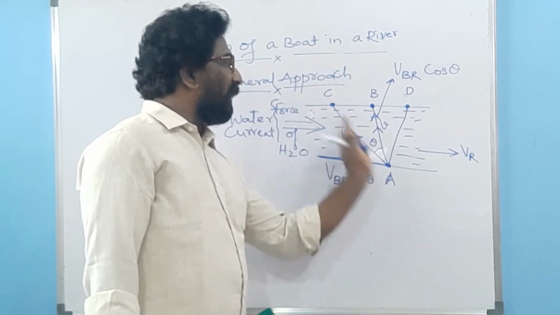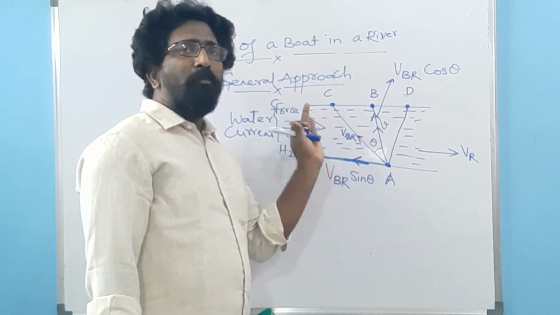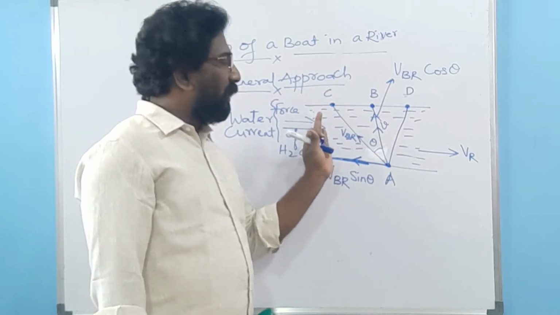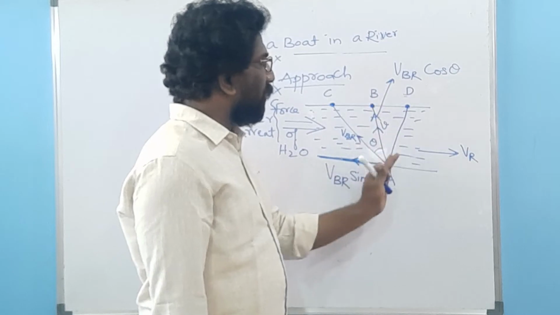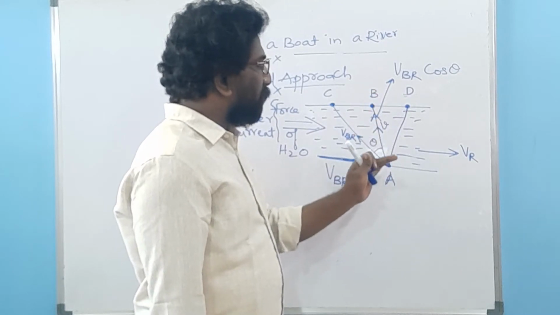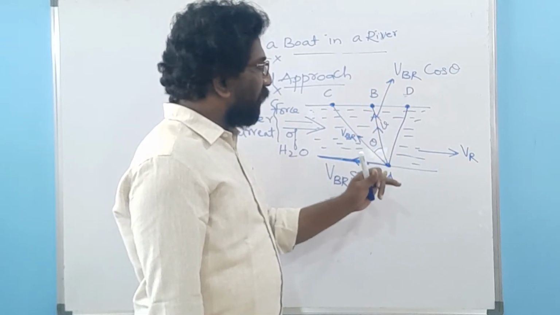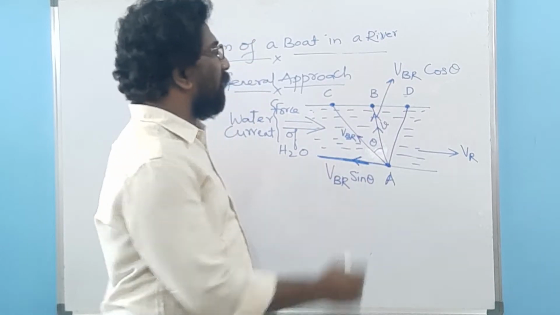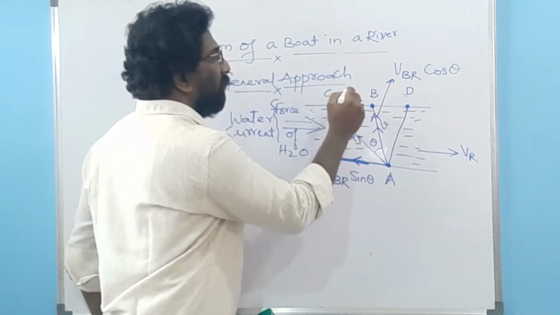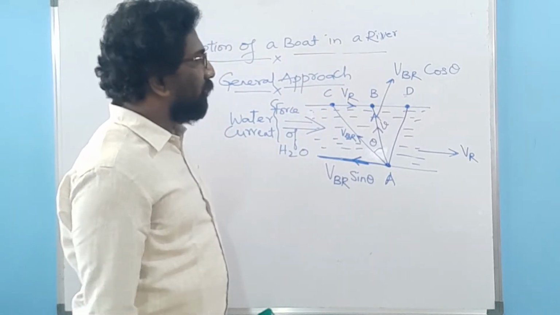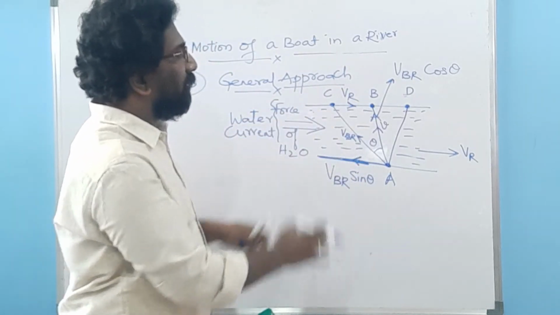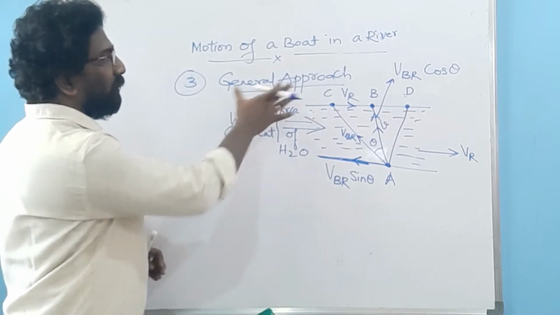Your boat will be traveling in this direction, but because of the water current, it will be going perpendicular to the river flow. Because of that, your boat will reach from point A to point B. This is your VR, the velocity of river. So this is an exact analytical diagram for this general approach.